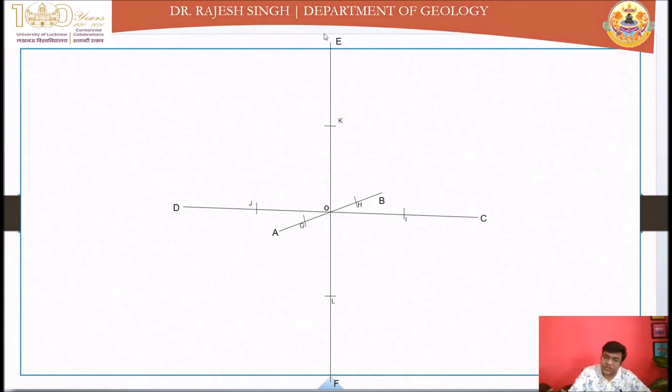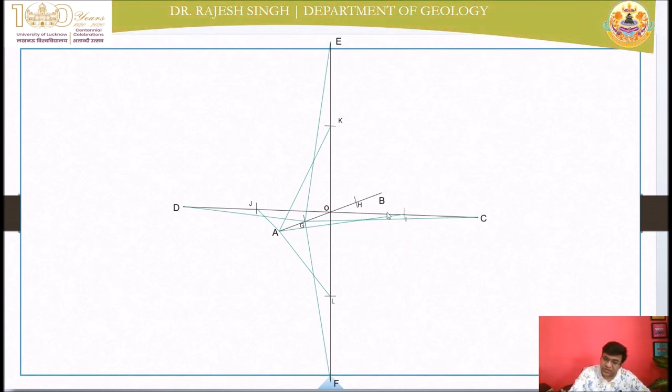So suppose E is the end of A3, so join E to G, the midpoint of OA. And join the end of A1 positive, that is A, with the midpoint K, then you will get an intersection point. We need four such intersection points. So do the same for the negative end also. These are the four points, 1, 2, 3 and 4. Here we used only the positive end of the A1, so these are the front faces.